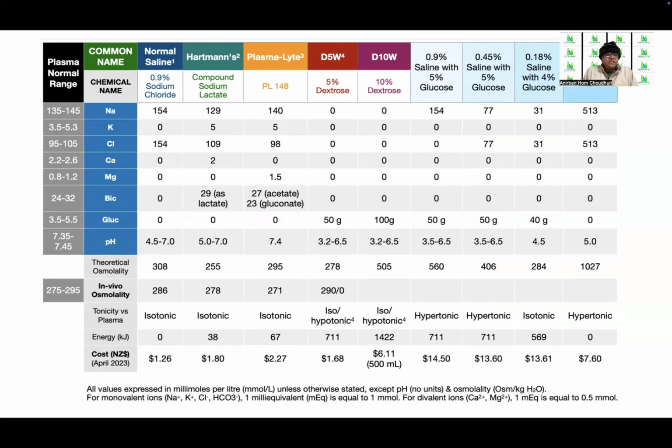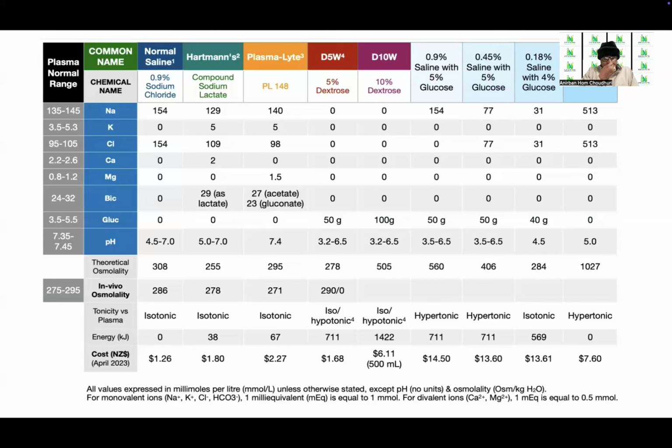Another important thing is the osmolality, that is, the osmotically active particles present within the fluid. A lot of times there is a difference between theoretical osmolality and in vivo osmolality. Like in normal saline, the theoretical osmolality is 308 because of 154 equivalents each of sodium and chloride. But the in vivo osmolality is often less, because some of these osmotically active particles may not be freely permeable, and they may not be responsible for creating the gradient.